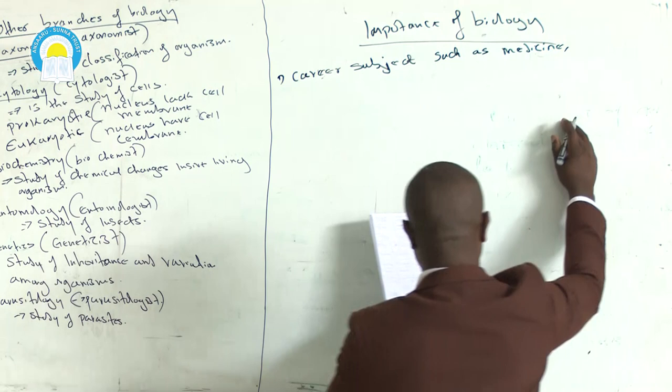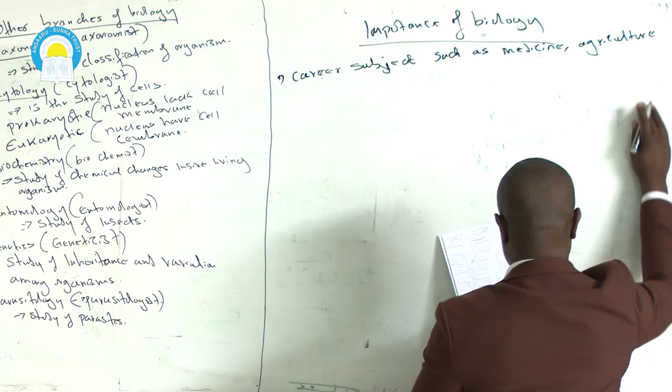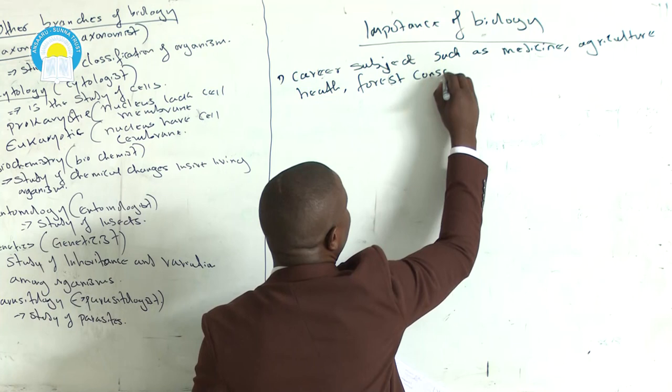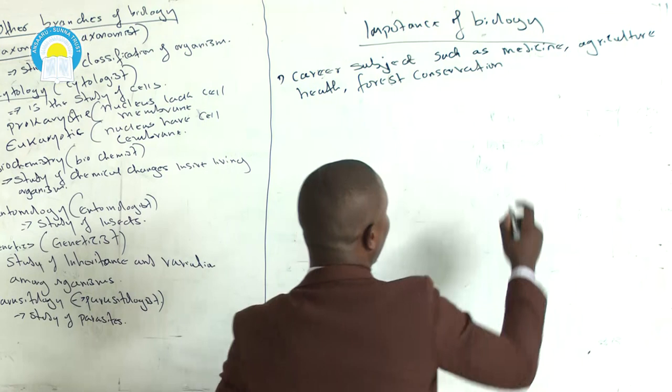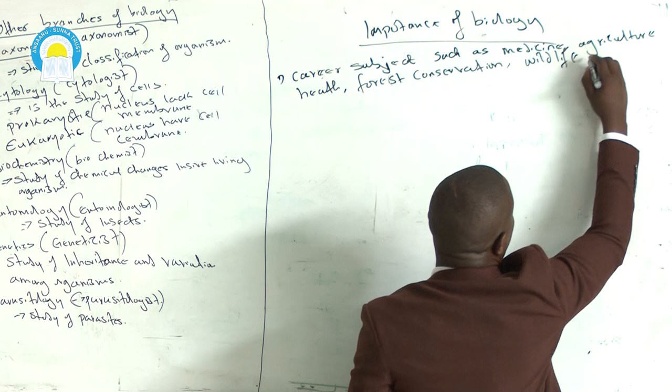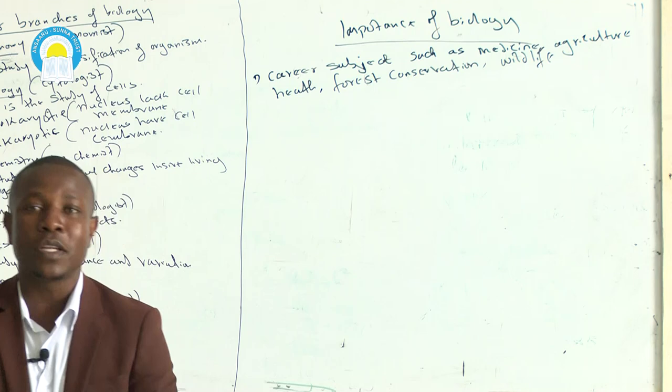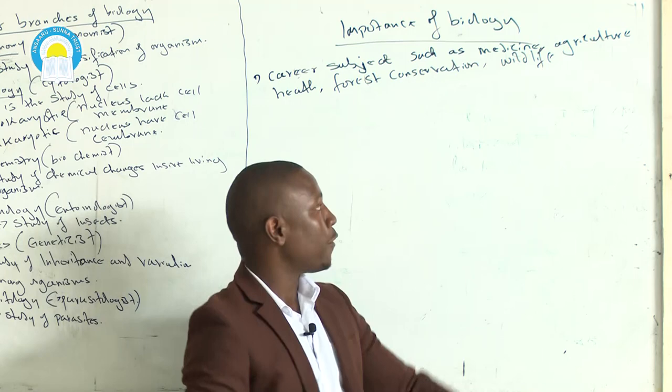Number one, such as medicine, agriculture, health, forest conservation, also wildlife conservation. So when you study biology, you are going to keep yourself with the following skills. It's a career subject. That means that if you don't become a biology teacher like me, you can become a doctor, or you can do farming. Also, you can conserve our environment by conserving forests and also wildlife.